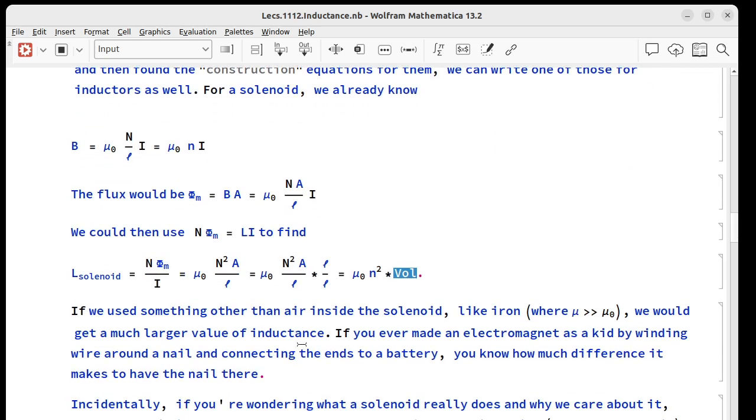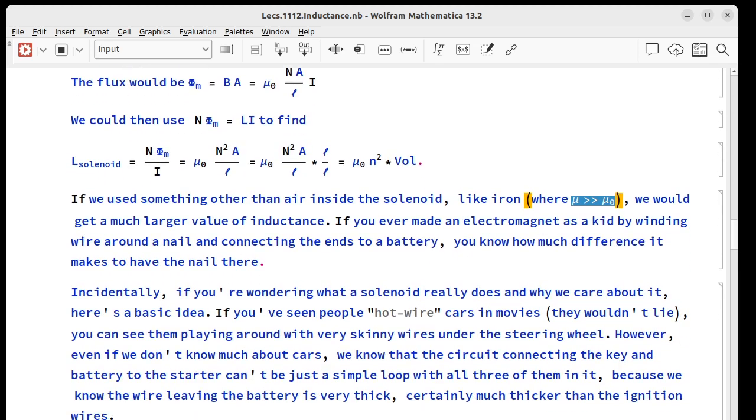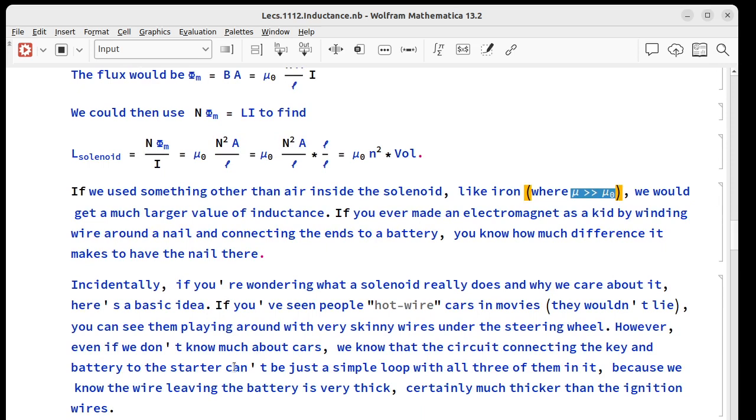If we put something inside the solenoid besides air, like iron, where it has a permeability much, much greater than free space, we'd get a much larger value of the inductance. And if you ever made an electromagnet as a kid by winding some wire around a nail and connecting the ends to a battery, you get a much stronger electromagnet with the nail than you get from just the wire itself.